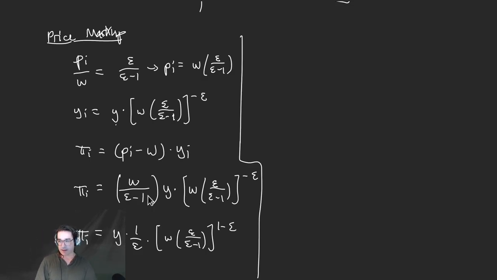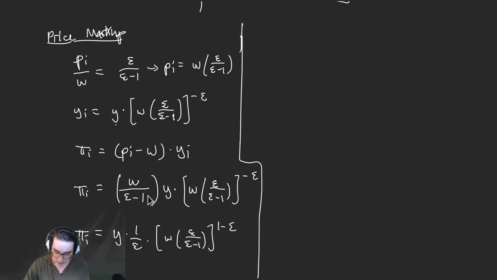If we want to fully solve the model, or find what profit is from here, we need to know what Y and W are. To know W, you sort of need to know what's going on in the labor market. W is going to clear the labor market. And to know Y, you can plug everything back into the final goods aggregator and find out what Y is. But it turns out that it's a lot of work and pretty messy.